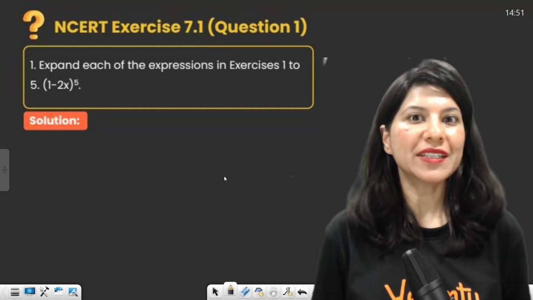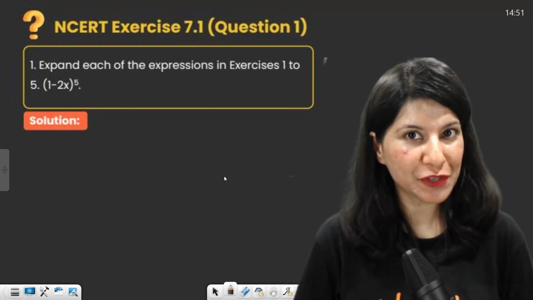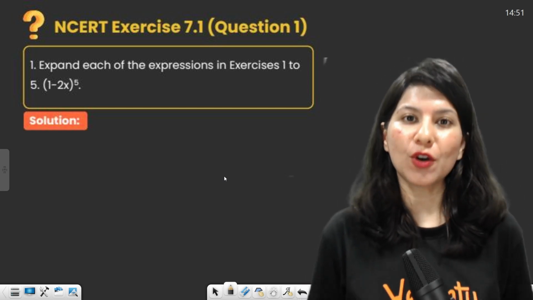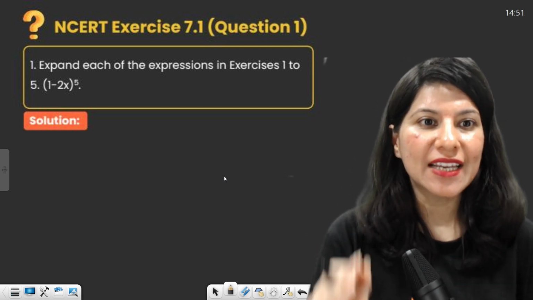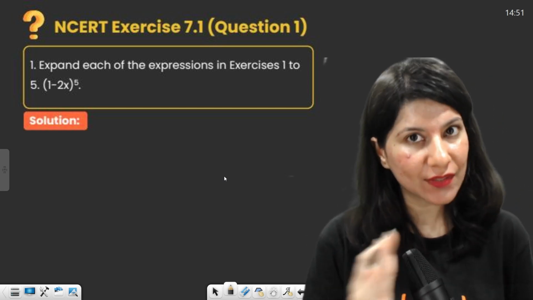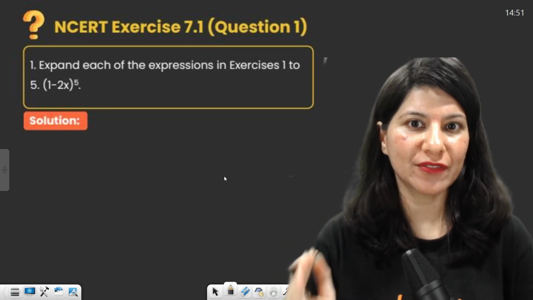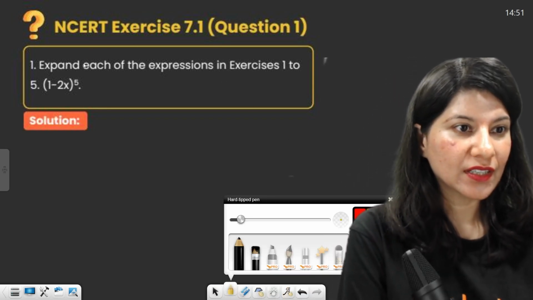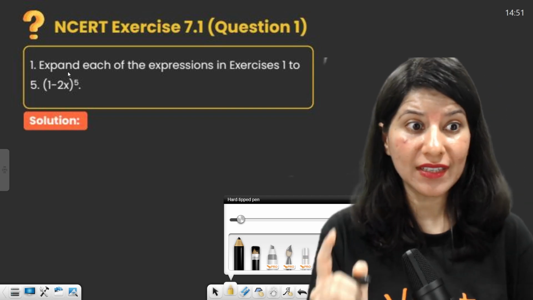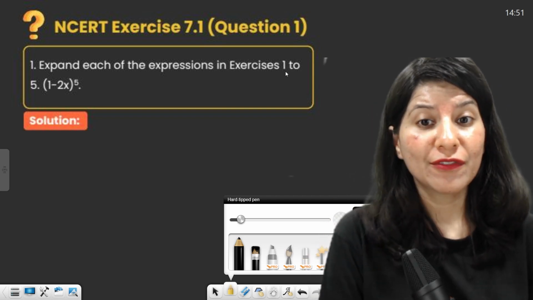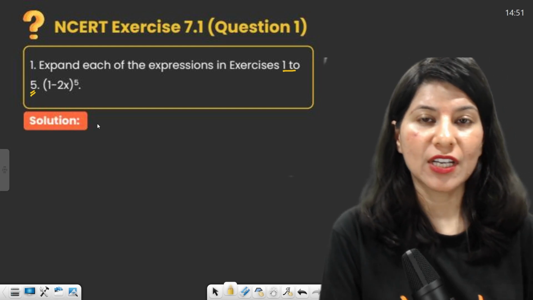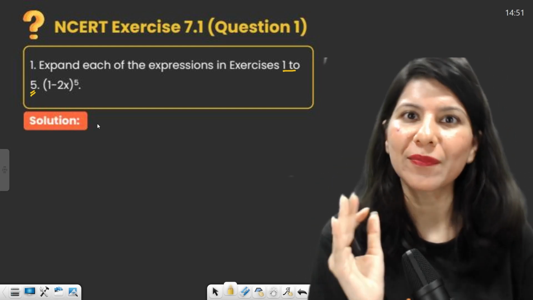All right, welcome to yet another session where we are going to discuss NCERT solutions from binomial theorem. You can see that the 7.1 exercise we are going to complete in this particular video. Question number 1 has instructions from 1 to 5. So for all 5 questions you have to do the same thing.